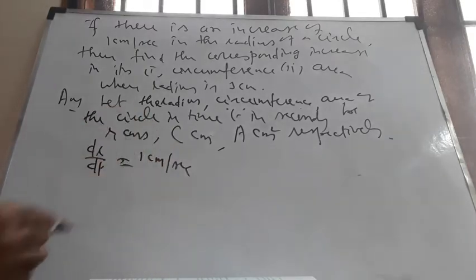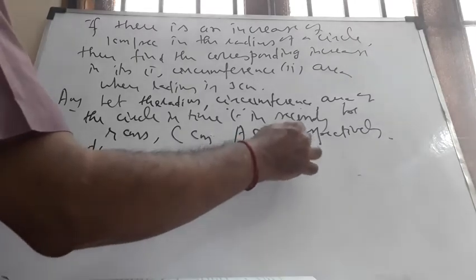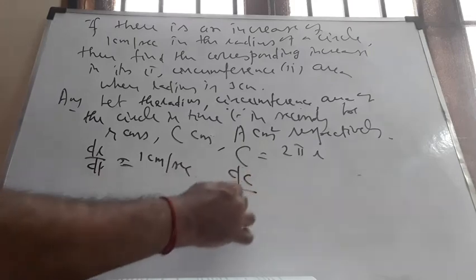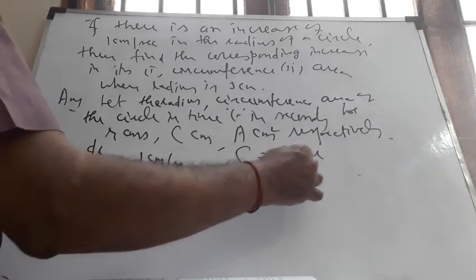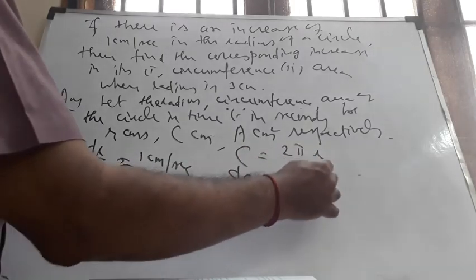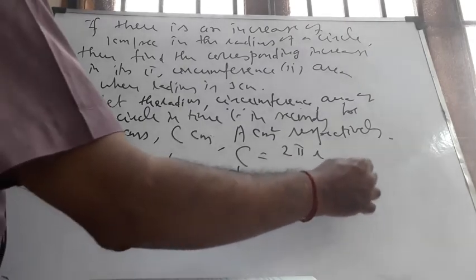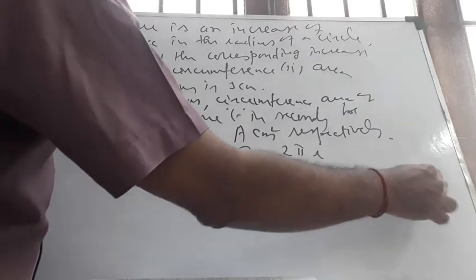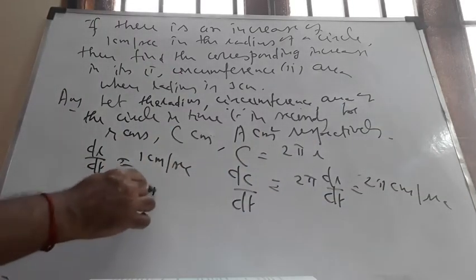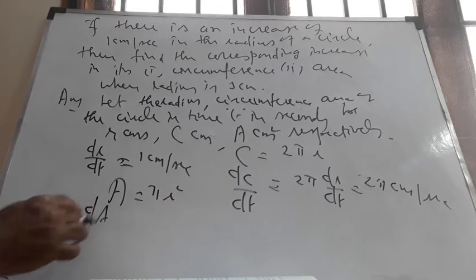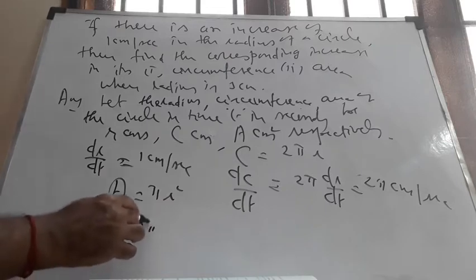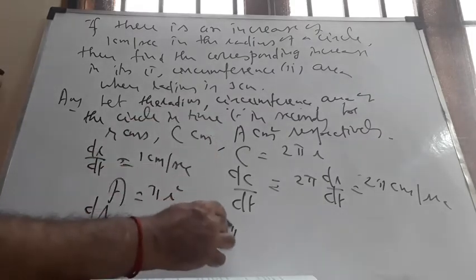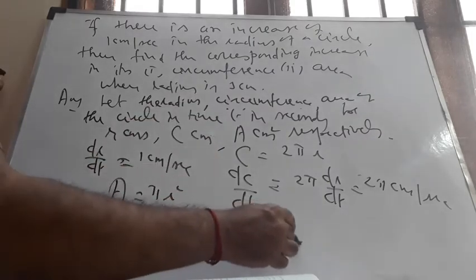This is given to you. Now, the formula for C is 2 pi r, the circumference. Now dC by dt happens to be 2 pi dr by dt. Substitute the value dr by dt is 1. Therefore, this is 2 pi centimeter per second. Now, A is pi r square. Therefore, my dA by dt happens to be 2 pi r dr by dt. My r is 3. Therefore, this is 6 pi centimeter square per second.